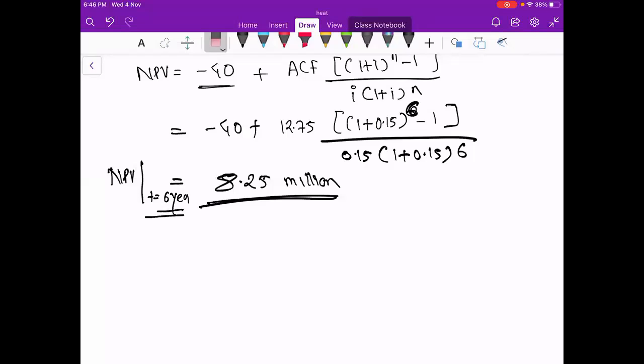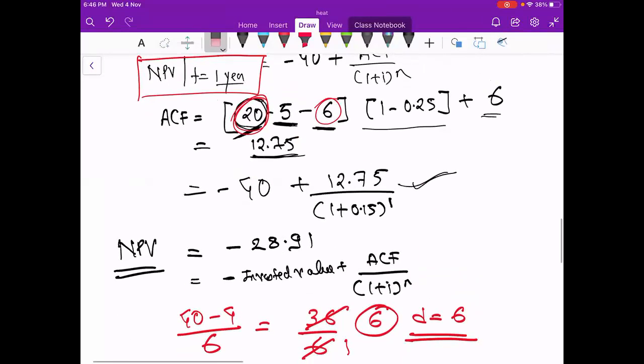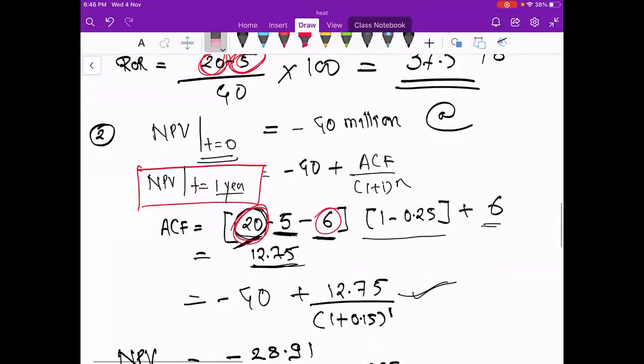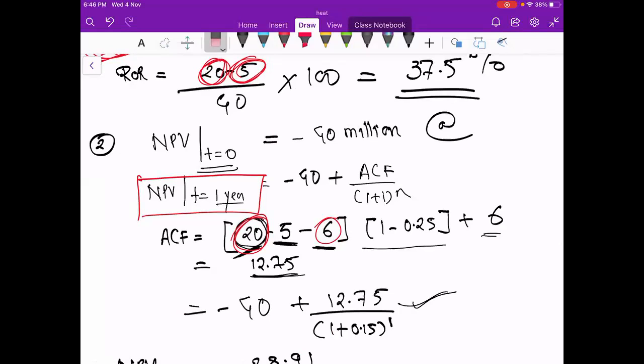What do you want to explain? 220084, what is your doubt? NPV formula for the first year. Yes, we have calculated the NPV for the first year. This is for the first year. ACF part, okay. Where is ACF? This is the ACF part. 20 minus 5 minus 6, 1 minus 0.25, plus 6. What is the doubt here?